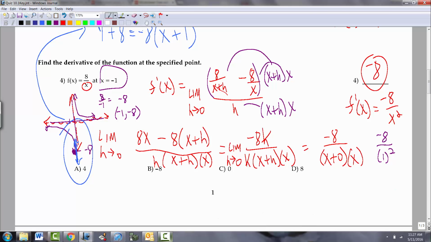Hooray! All right, and then you're left with 8x, and then when you distribute to this, the x's cancel, and you're left with minus 8 parentheses x plus h. When you distribute again, the limit is still here, because you haven't evaluated, and then the 8x's cancel. Then you're left with this. Then, to find the derivative at a specific point, you plug in this -1. Now, this is the slope of the tangent line at -1 comma, whatever that point is.